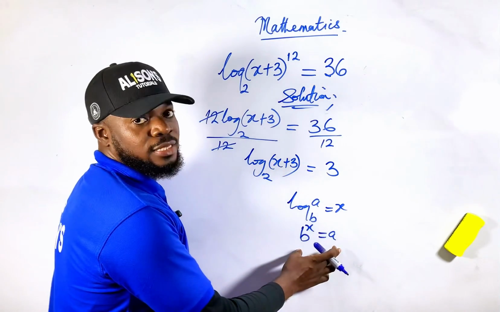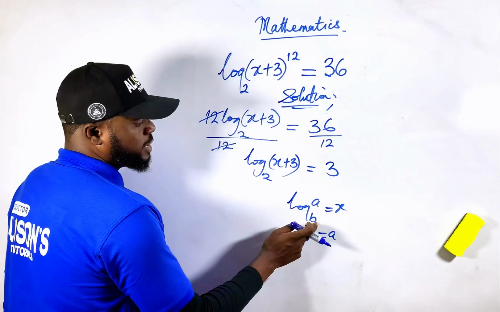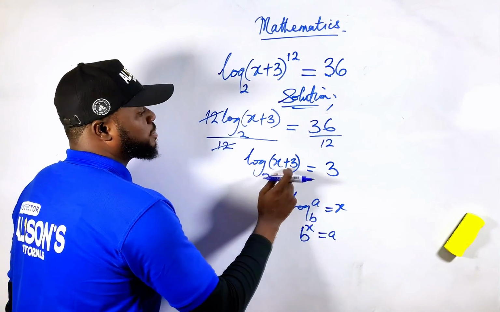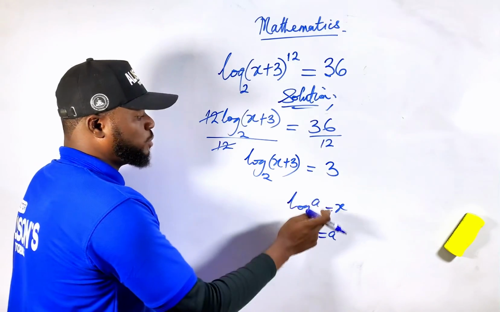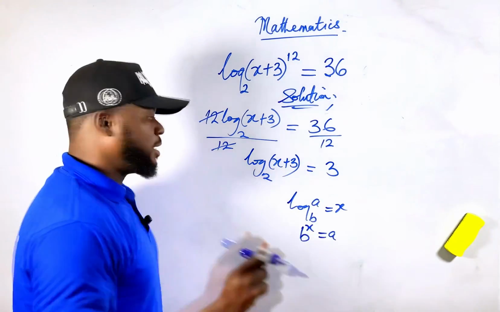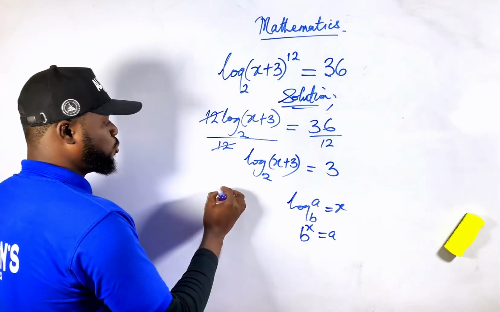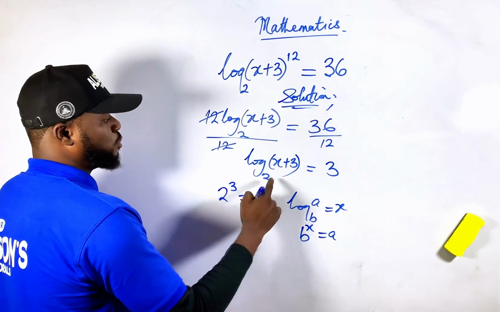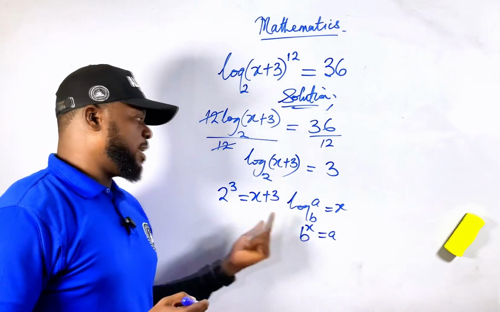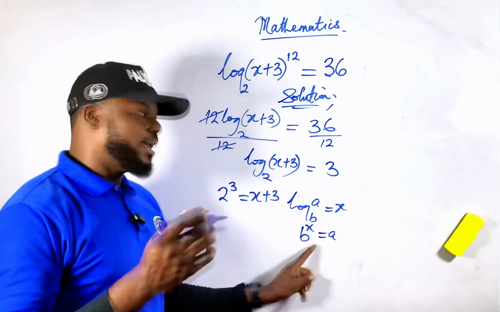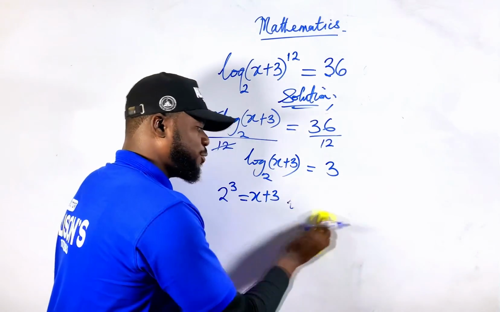Now I see it like this. This same thing I apply here. This 2 is like this b, this a is like x plus 3, and this 3 is like this x. So see what I am trying to say. Now I can get 2 to the power of 3 equal to this x plus 3. This is the same thing I did here and applied here. Write this thing down. It will be useful. Don't fail your exam.